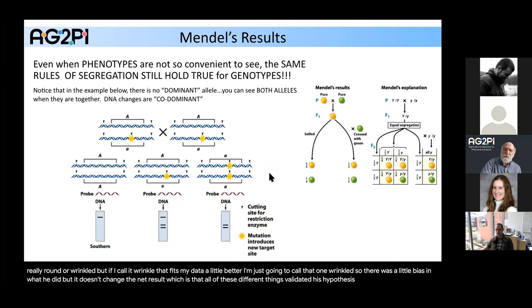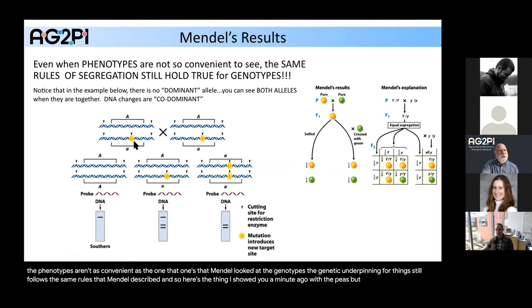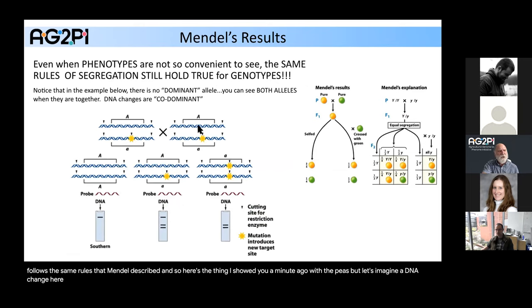Now, it turns out that even if the phenotypes aren't as convenient as the ones that Mendel looked at, the genotypes, the genetic underpinning for things, still follows the same rules that Mendel described. And so here's the thing I showed you a minute ago with the peas, but let's imagine a DNA change. Here's a string of DNA. Here's another. This is one chromosome. This is the other. There's a DNA difference right here where this little explosion happened.